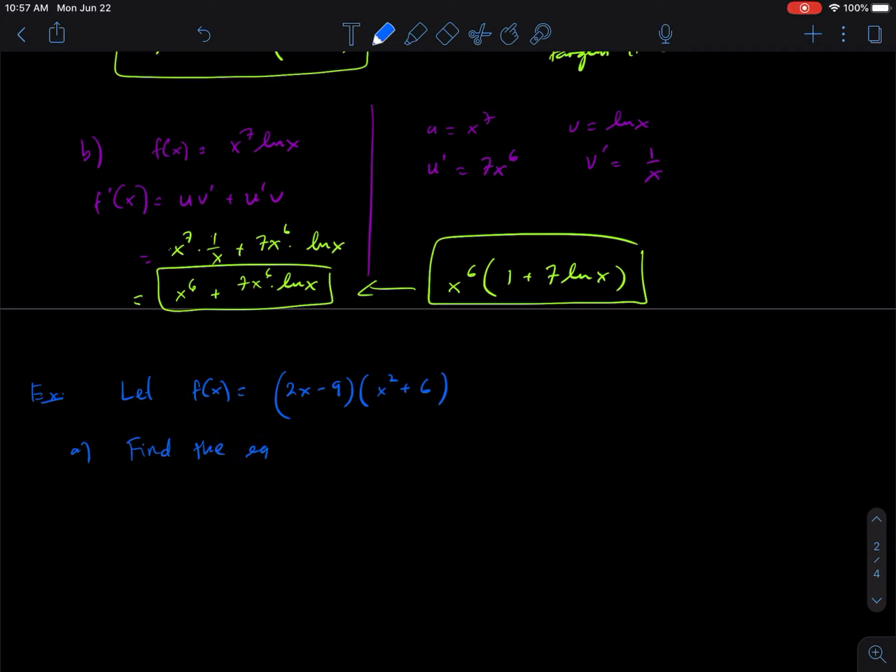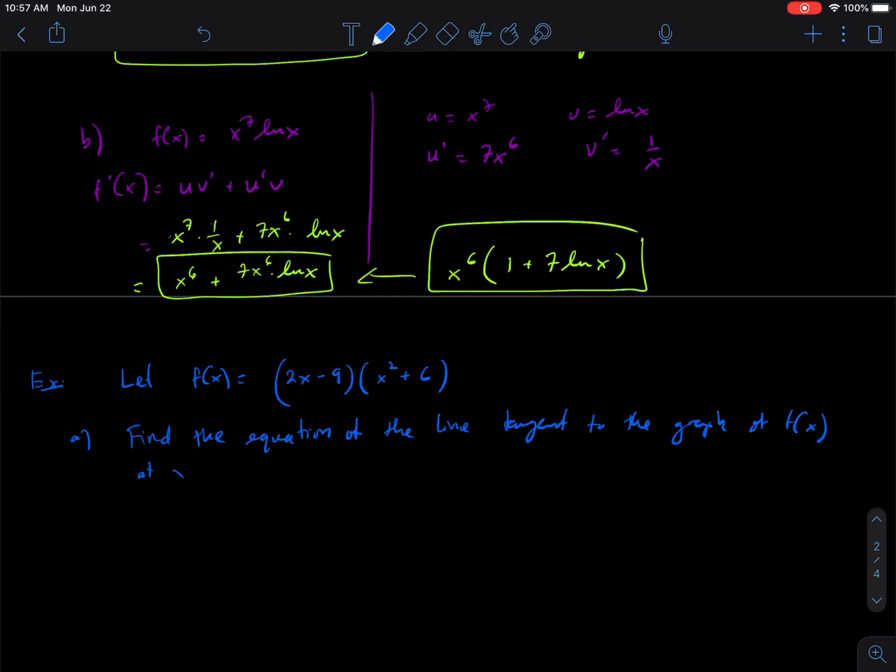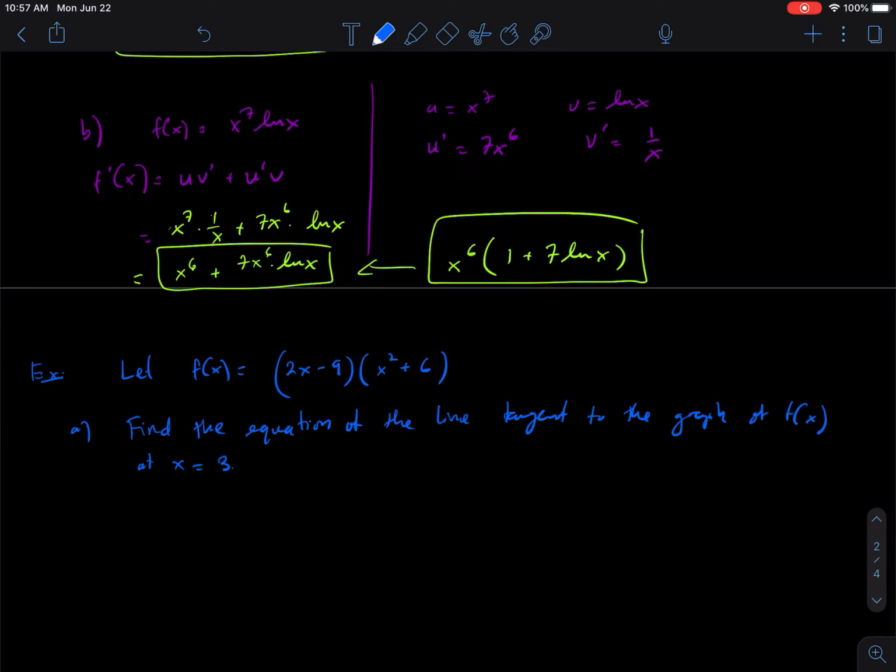the equation of the line tangent to the graph of f of x at x equal to 3. Okay. So we're asking, whatever the graph of f of x looks like, let's find the equation of the tangent to this graph at x equal to 3, right?